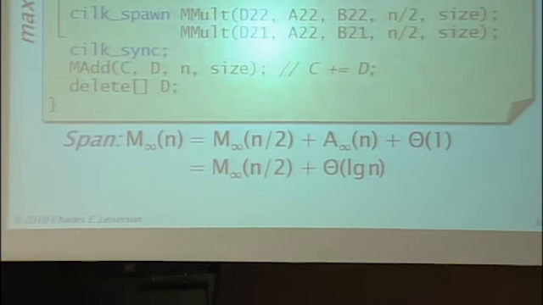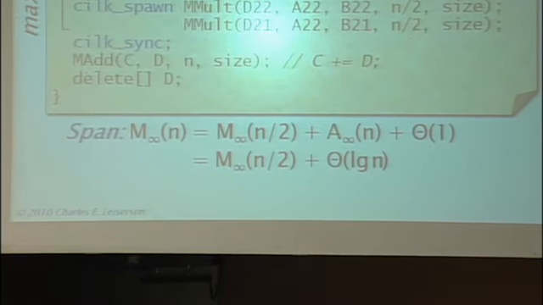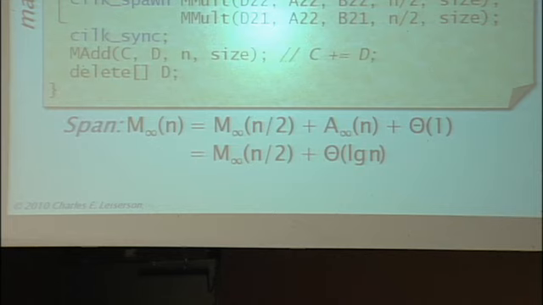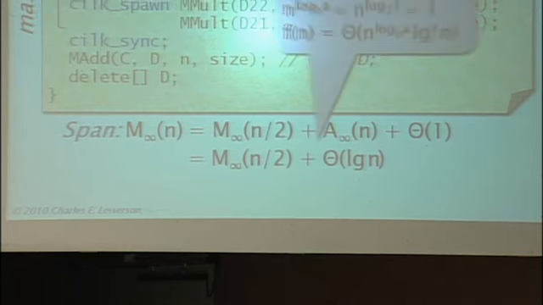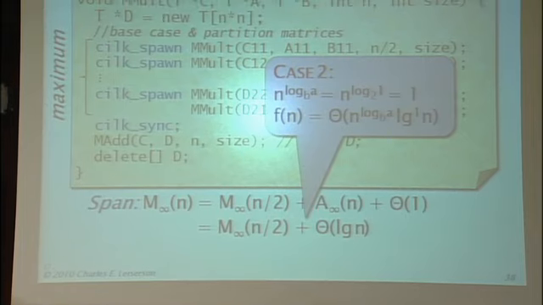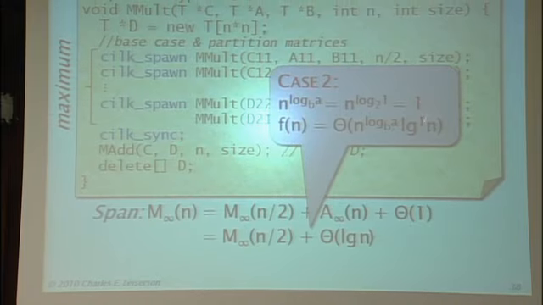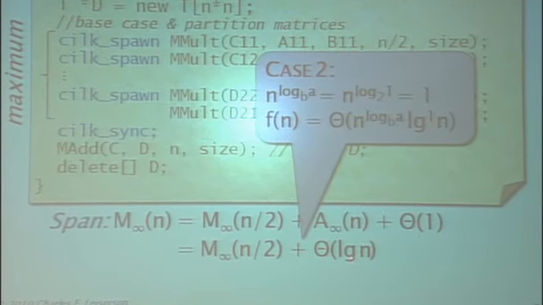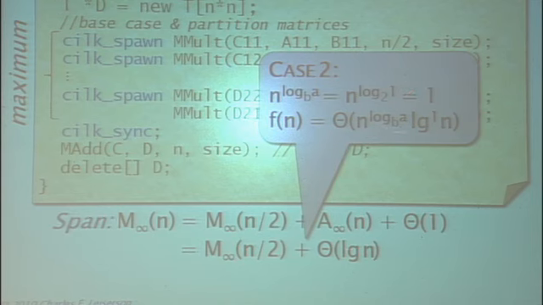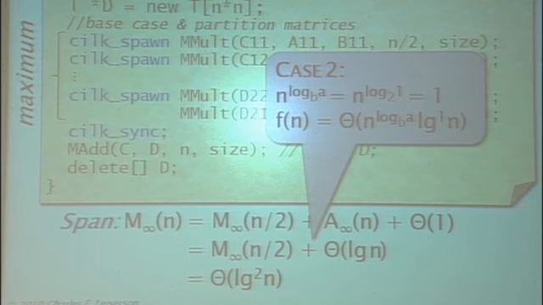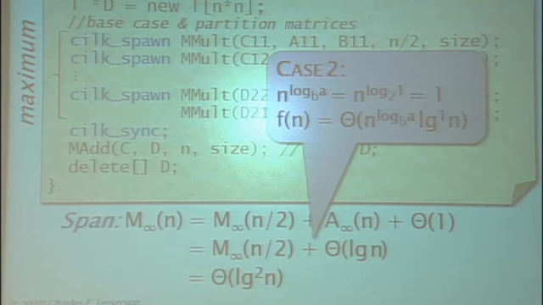So we get this term, and what's the solution of this recurrence? What case is this? Yeah, it's log squared n. Basically it's case 2. If I do n to the log base b of a, that's n to the log base 2 of 1, which is just 1. So this is a logarithmic factor times the 1. We add an extra log and get log squared n. That's just plugging into the master theorem. So here the span is order log squared n.